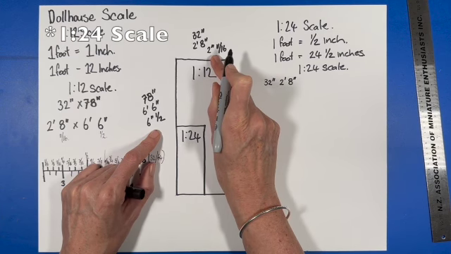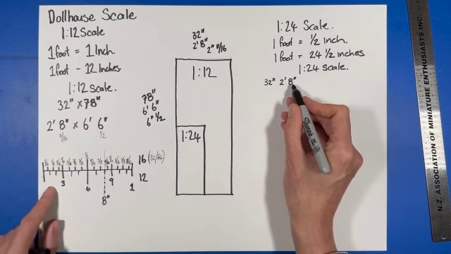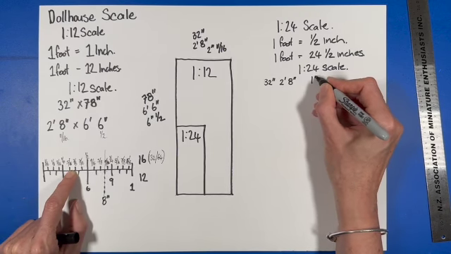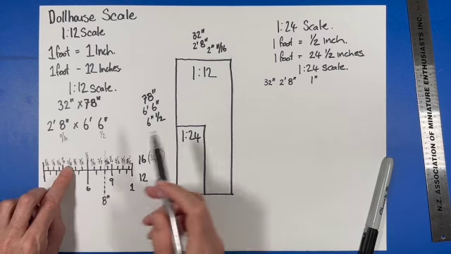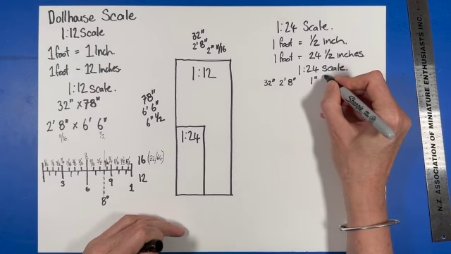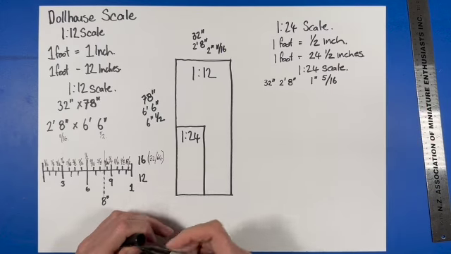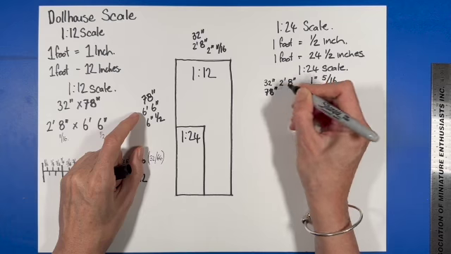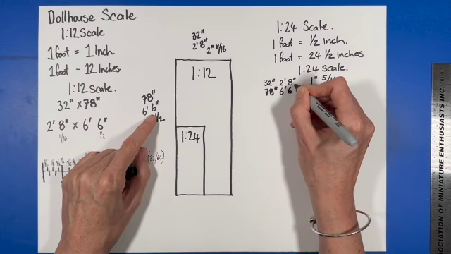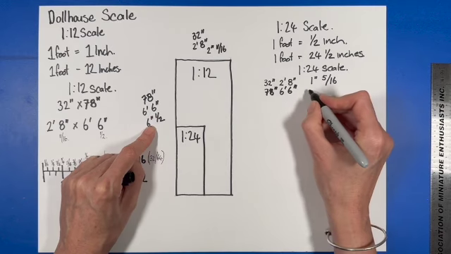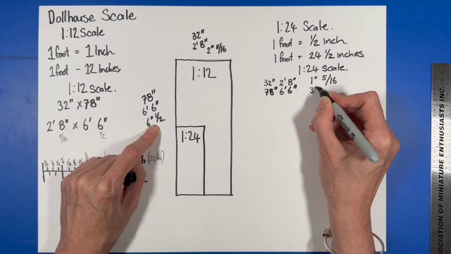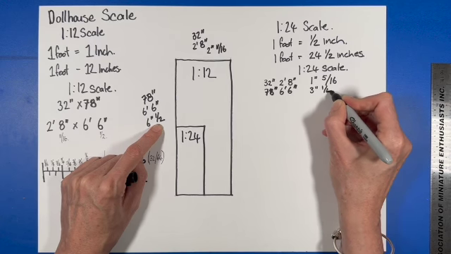32 inches is equivalent to 2 feet 8 inches, but in 12th scale it's going to be half of that, so it'll be 1 inch and a quarter. So all we need to do is go to our 4, and we're closer to 5/16, so it'll be 5/16. 78 inches is 6 foot 6 inches, and that would come down into 3 inches and a quarter.